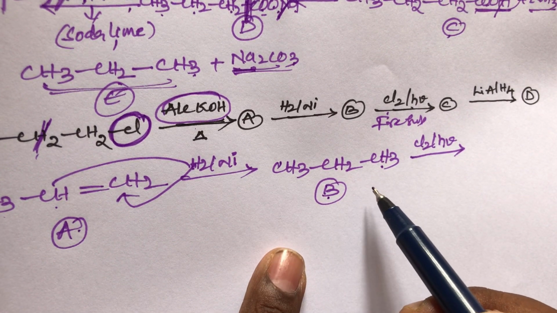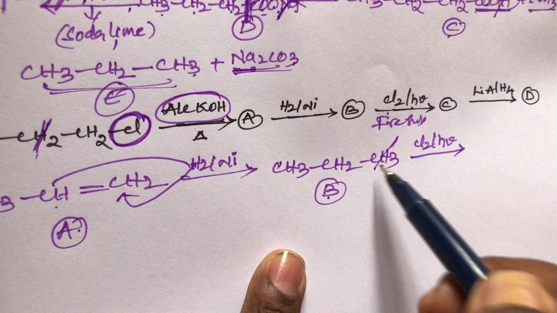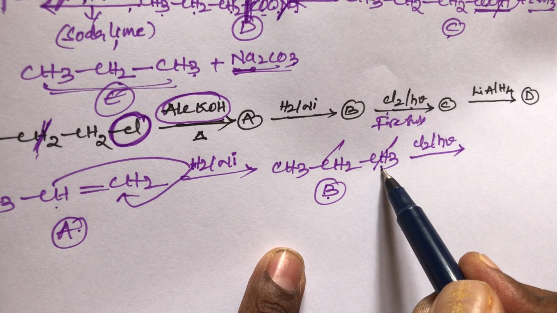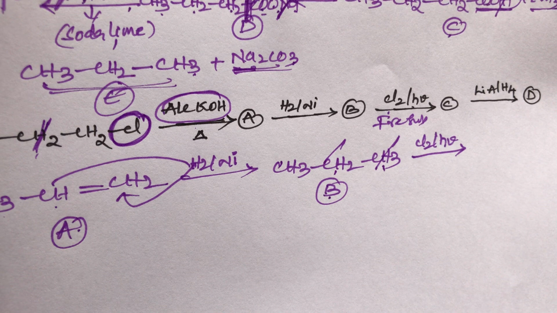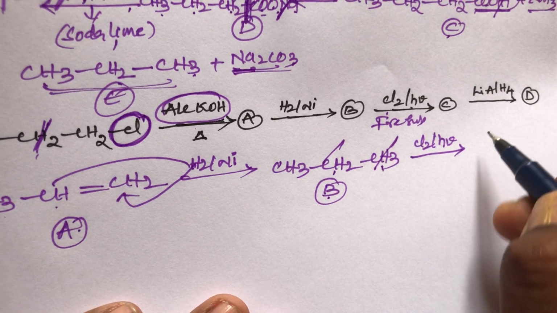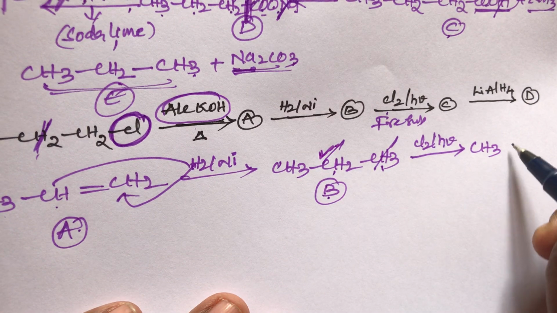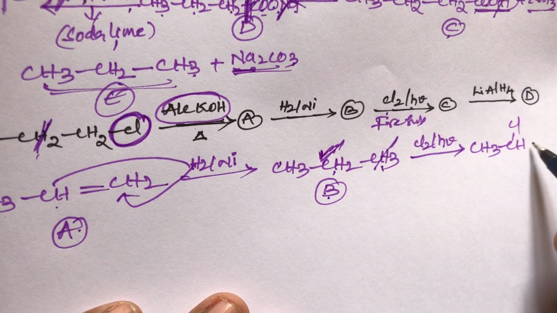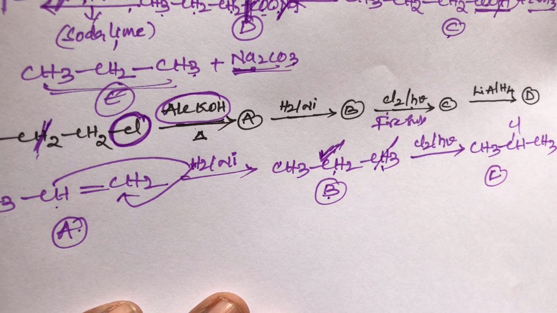Here two products will be produced, student. One chlorine will attack this carbon and one chlorine will attack this carbon. So here one primary halide and one secondary halide are formed. We take the secondary halide as the major product, so we consider the secondary halide only, that is CH3 CHCl CH3. This is the C compound, student.